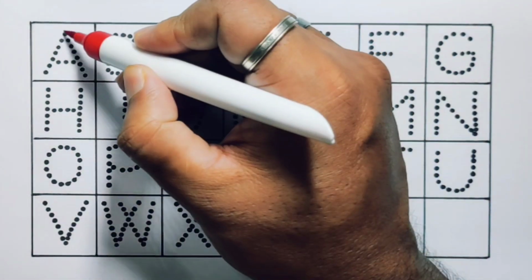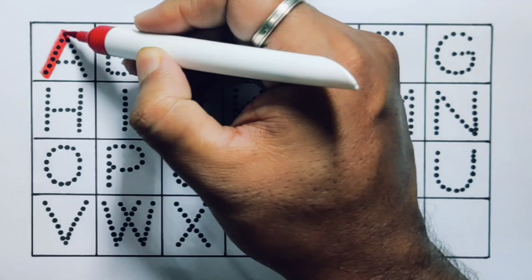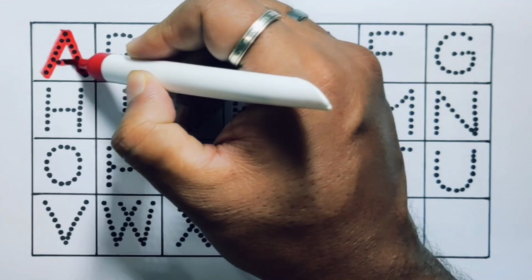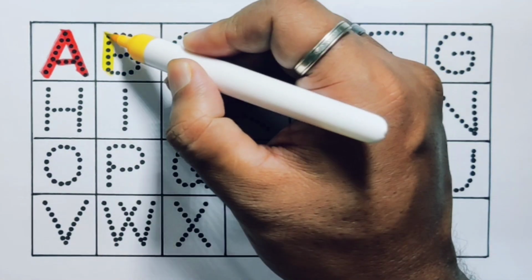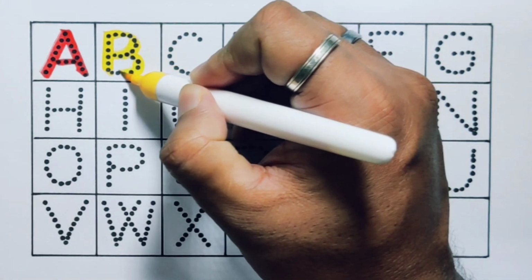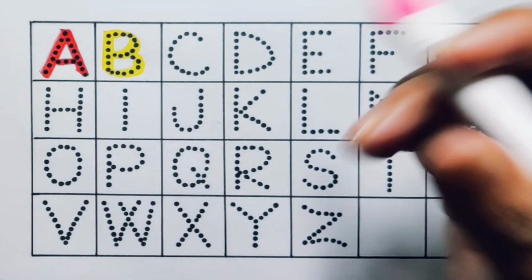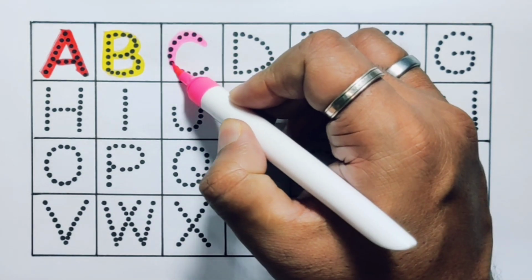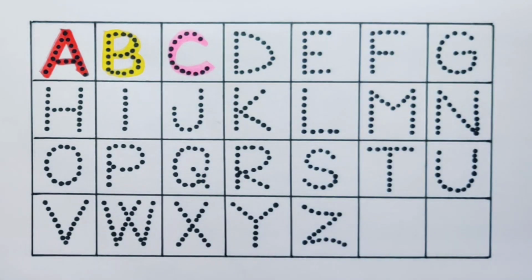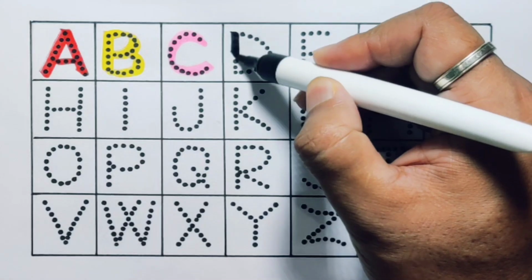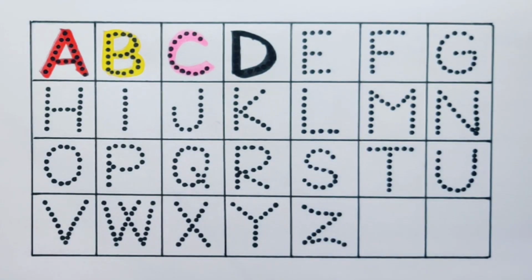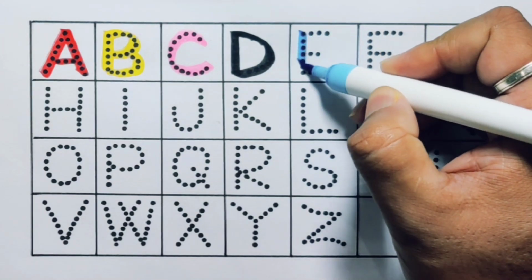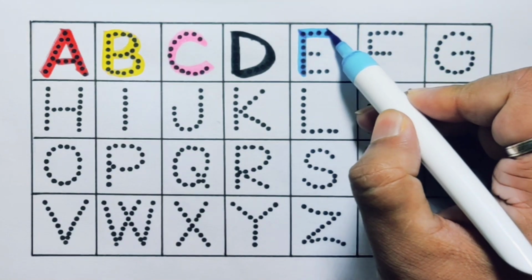Let's learn the ABCD with the color. This is A for apple. B for butterfly. C for car. D for dolphin. E for elephant.